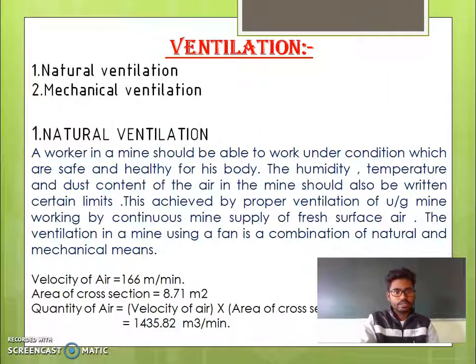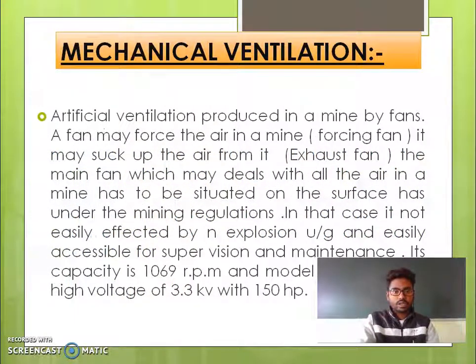There are two types of ventilation: natural ventilation and mechanical ventilation. In natural ventilation, a worker in a mine should be able to work under conditions which are safe and healthy for his body. The humidity, temperature and dust content of the air in the mine should also be within certain limits. This is achieved by proper ventilation of the underground mine workings by continuous airflow. And this is the formula that you can see: quantity of air equals velocity of air times area of cross section.